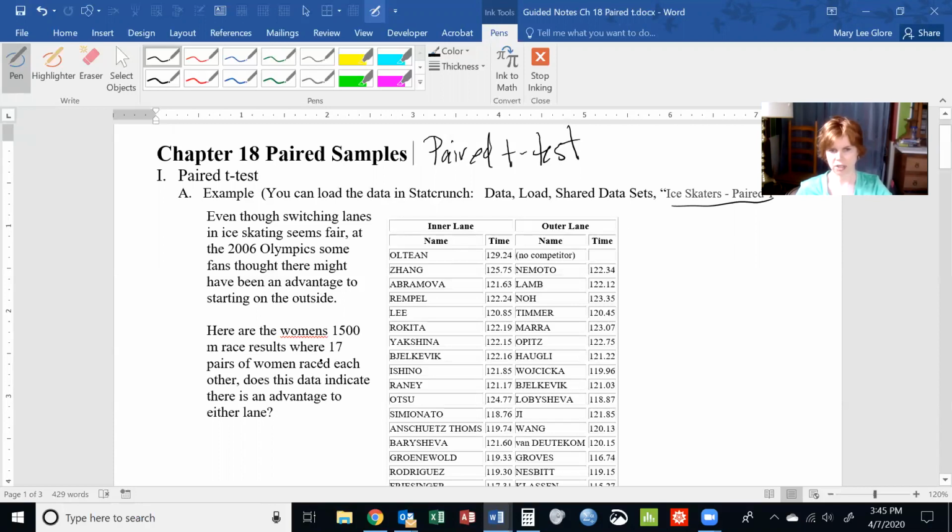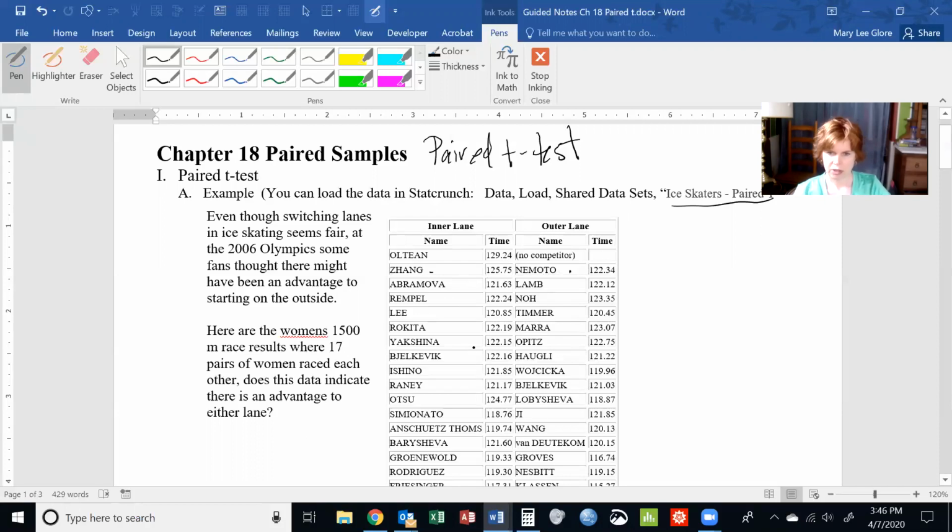This is a 1,500 meter race. There are 17 pairs of women, so there's 34 women. Actually, there's 35, because if you see here, this one woman did not race in a pair. She just raced by herself. So we're going to ignore her because she's not in a pair, but we have 17 pairs of observations. So this skater, Zhang, raced with Namoto. They were in the same race. So this is paired data.